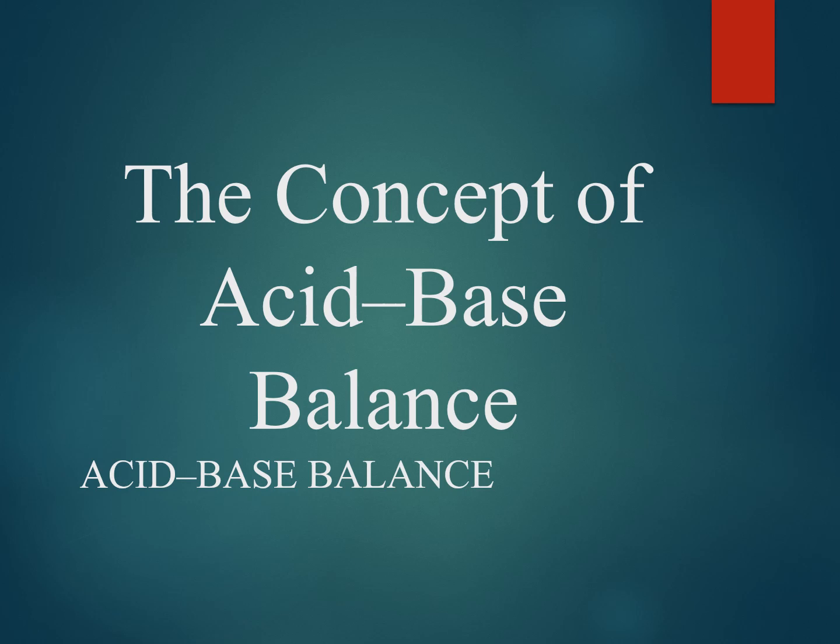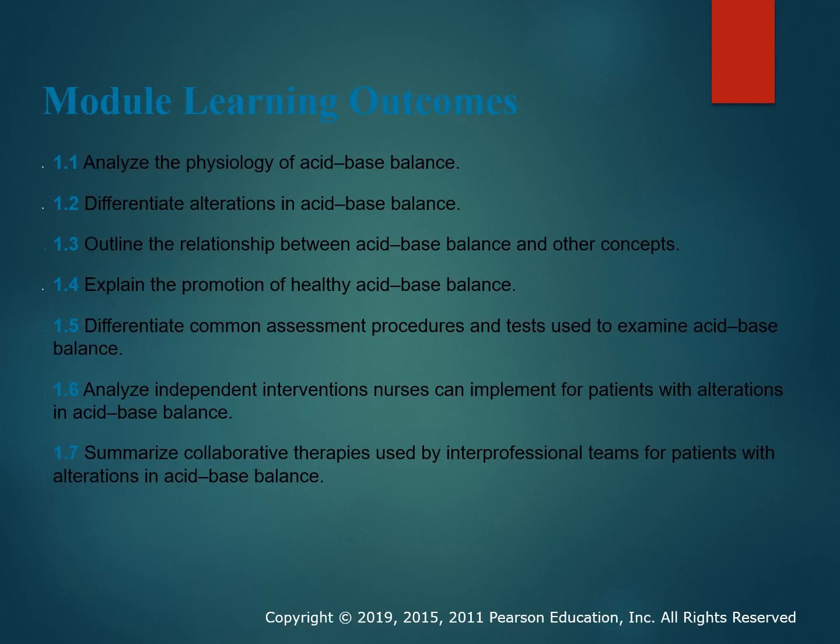So let's get started. So we are going to look at the pathophysiology of acid-base balance, what is happening, what are the mechanisms going on when a person is having an acid-base imbalance issue. We're going to differentiate the alterations in acid-base. You have respiratory acidosis and respiratory alkalosis, or you can have metabolic acidosis or alkalosis. We're going to look at the relationship between acid-base balance and other concepts.